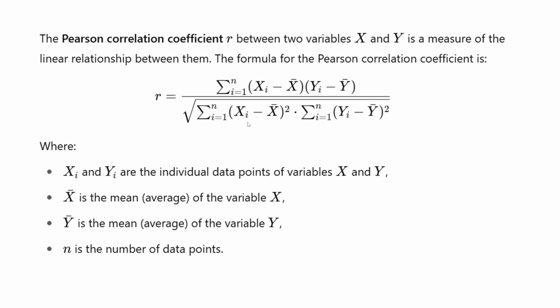A value close to +1 means a strong positive correlation. Close to -1 means a strong negative correlation. And close to 0 means no correlation. So +1 positive, -1 negative, and 0 no correlation.